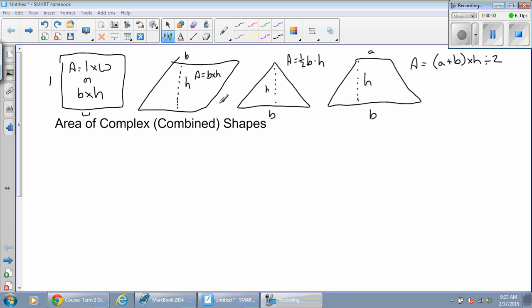Alright guys, in this video we're going to start working on the area of complex or combined shapes. Essentially, over the last week we've gone through the area of a square, the area of a parallelogram, area of a triangle, followed by the area of a trapezoid. The different formulas are up at the top.